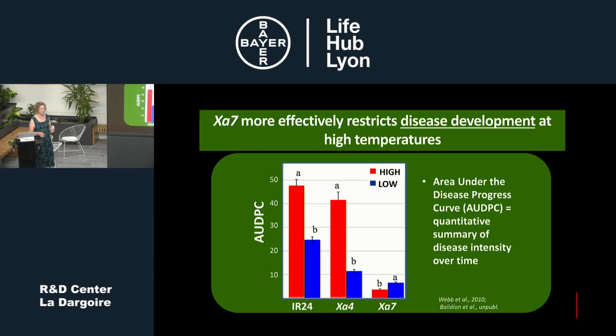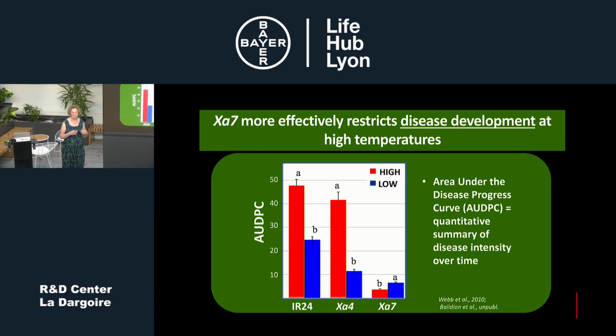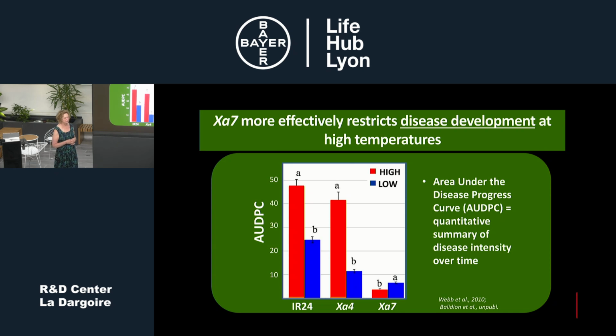So we also did this to make sure we were seeing what we thought we were seeing. We did this using area under the disease progress curve, which is a more accurate way of measuring disease because you're measuring disease development over time. And again, XA7 is much more effective at high temperature relative to low temperature.